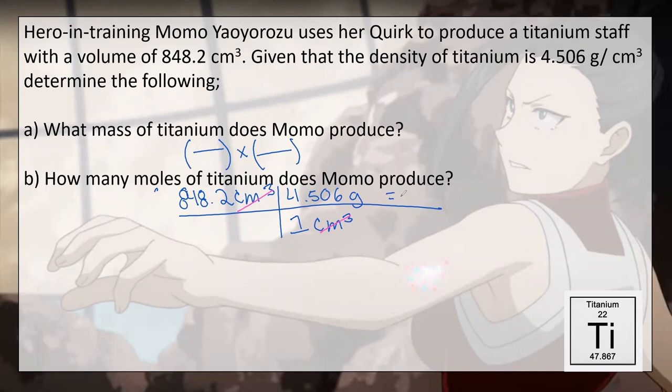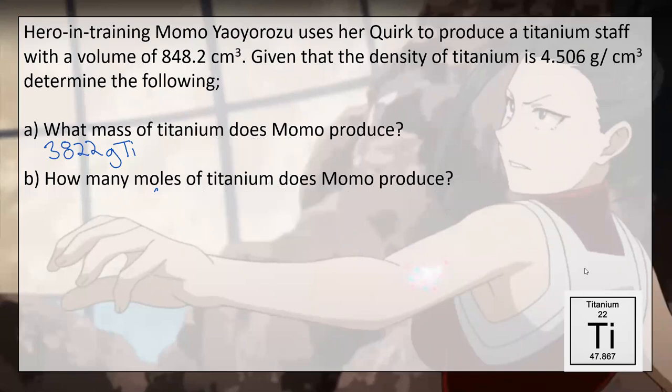we can calculate that if I just punch this in, 848.2 times 4.506 is a lot of grams. It's 3,822 grams titanium. Set that there so we remember it. And then we can use this space to figure out how many moles that is.